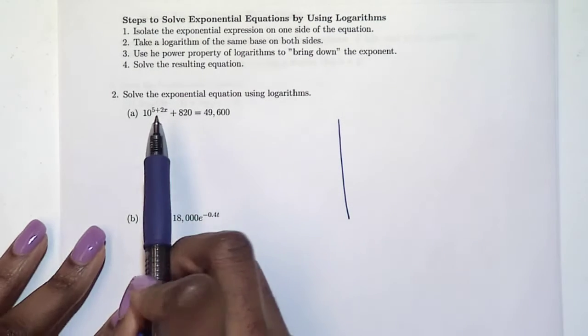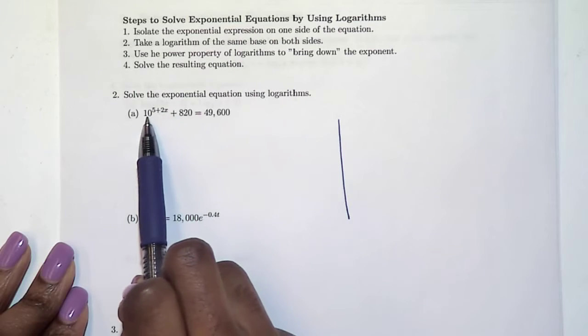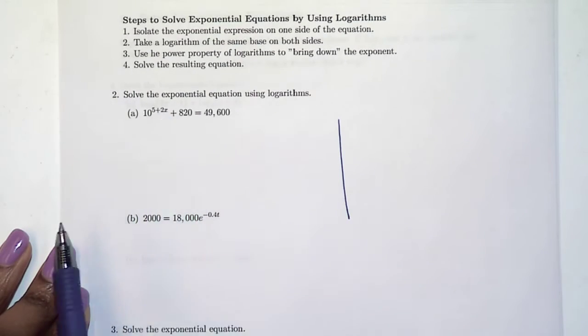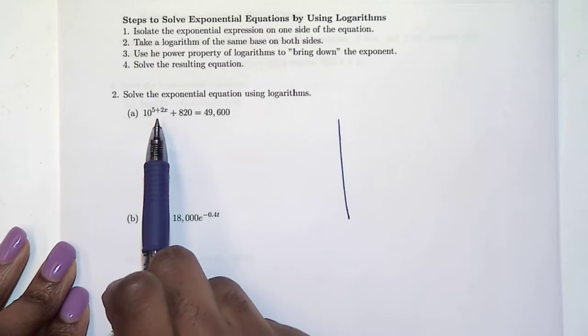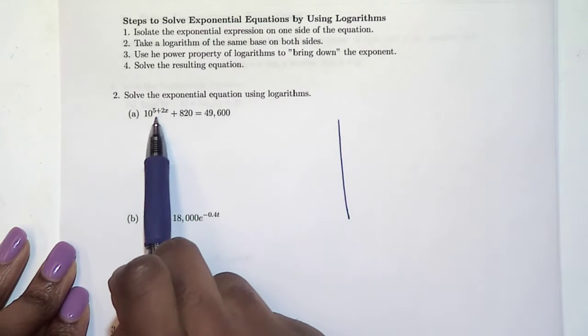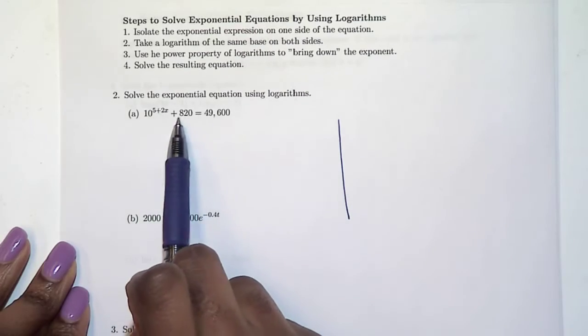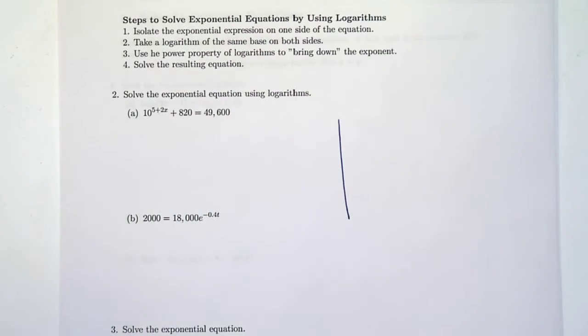Okay, so we're still going to do the same thing. We have 10 to the 5 plus 2x. That's the exponential part of our exponential equation. So the first thing we want to do is isolate this exponential part of our equation. To do that, we are going to subtract the 820 from both sides.